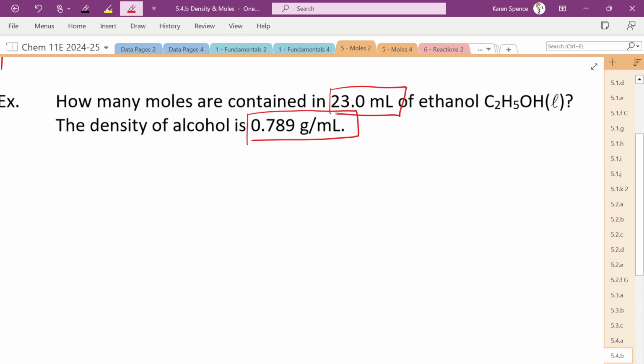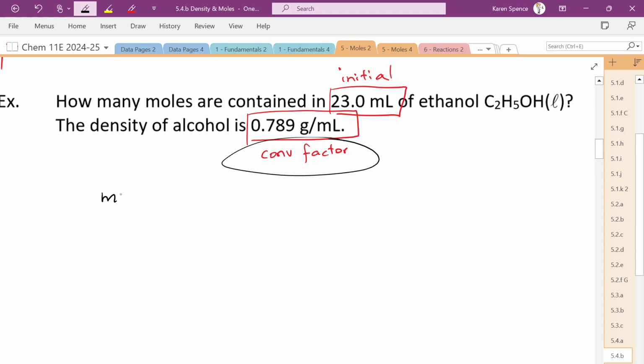Milliliters is the initial quantity and density is the conversion factor. And that conversion factor is going to allow us to convert from milliliters into what? Grams. And if we have grams, are we able to find moles? Yes, and that's a conversion that you should be familiar with. What do we use for that? To go from grams to moles, we use the molar mass. Right, so here we go.